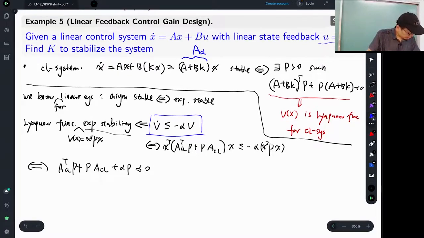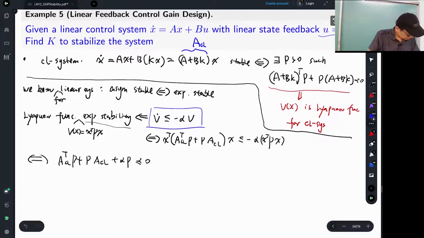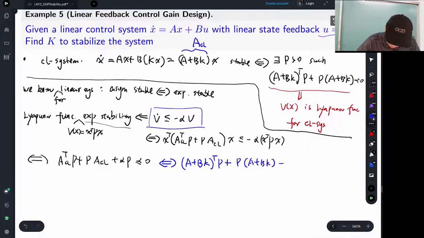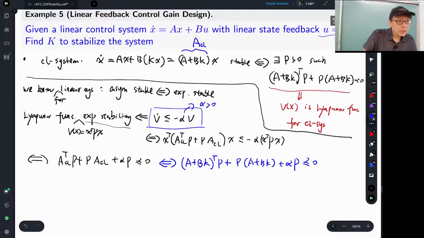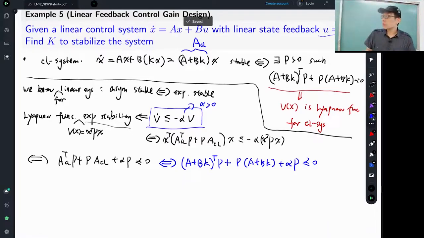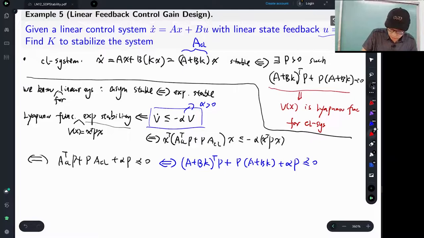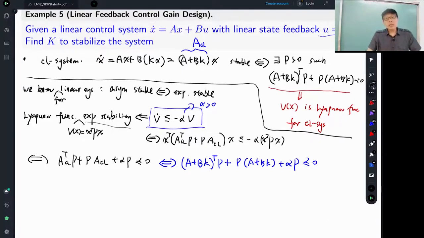And if you plug in, this is equivalent to saying A plus BK transpose P plus P times A plus BK plus alpha P is less than or equal to zero. Of course, this alpha needs to be bigger than zero. It's some kind of exponential convergence rate. Is this an LMI?